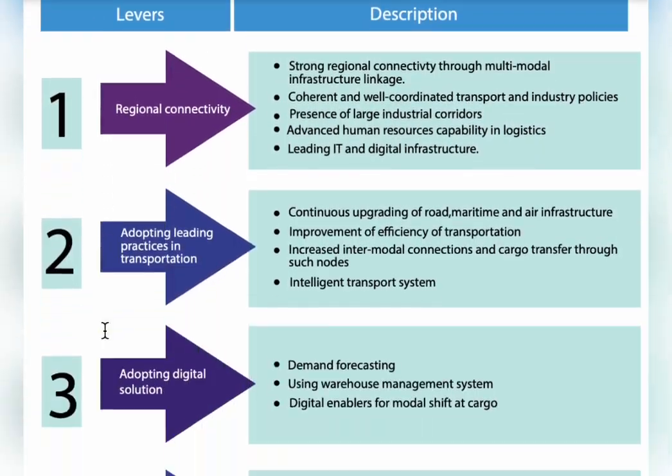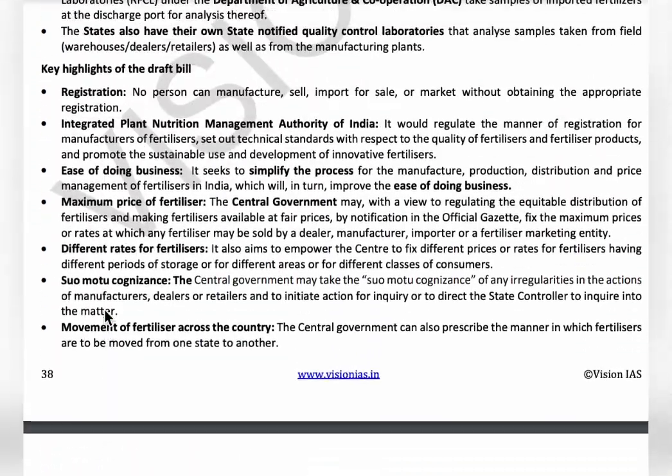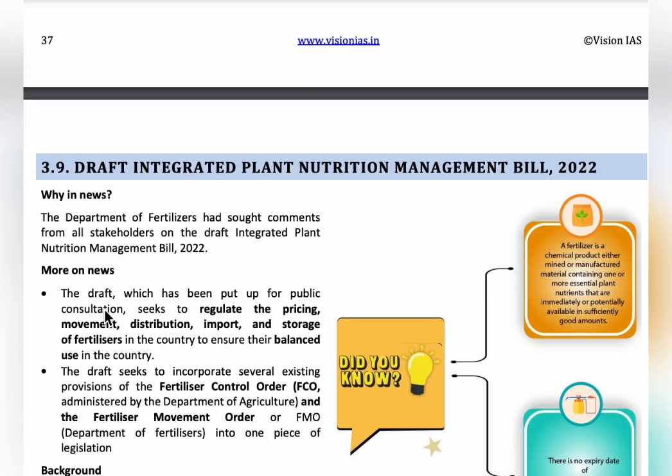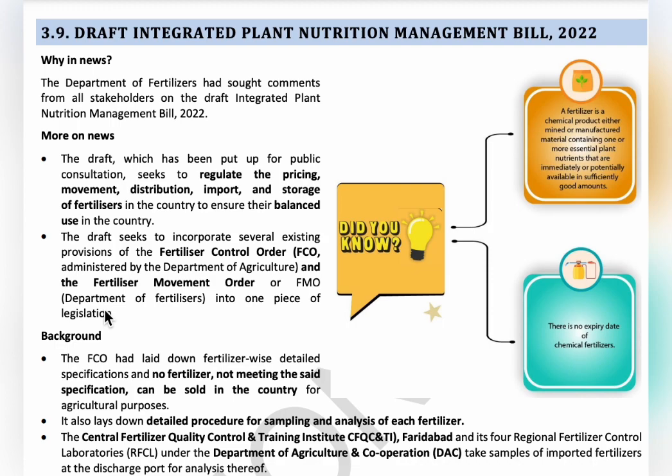The next topic is Draft Integrated Plant Nutrition Management Bill. So, Department of Fertilizers have drafted this bill to regulate the pricing, movement, distribution, imports, and storage of the fertilizers in the country. So, as per the Fertilizer Control Order, only the fertilizers which obey the specific guidelines are allowed to be used in India. For example, for this purpose, the Central Fertilizer Quality Control and Training Institute with 4 other sub-centers will check whether these imported fertilizers satisfy the given criteria or not. So even at every state level, laboratories are established to regulate the quality of fertilizers.